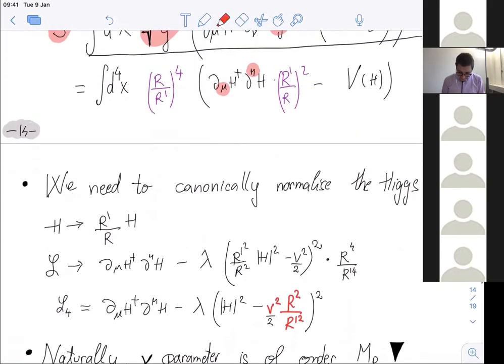Now we have to canonically normalize the Higgs. We will write the Higgs field as this ratio r prime over r times the Higgs.